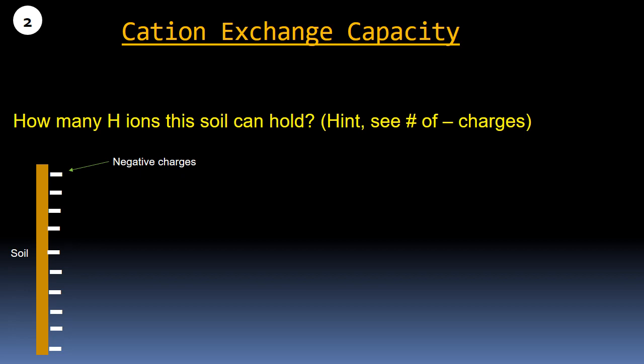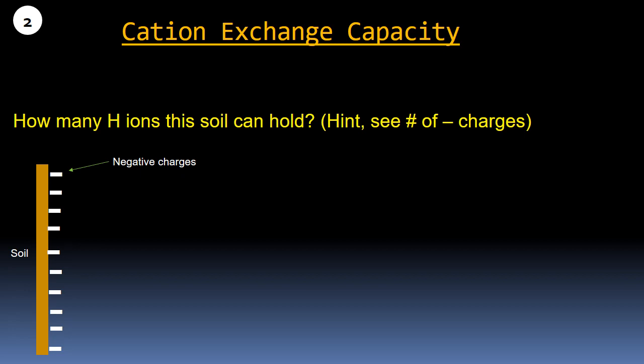Look down here, you find that you have soil, and this soil has a certain number of negative charges. You can know the amount of negative charges by counting the number of dashes that it has. They are basically 10. If I ask you a question now, how many hydrogen ions can this soil hold? And the hint is in the number of negative charges.